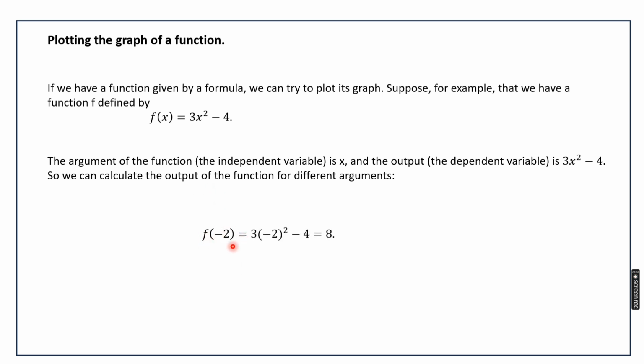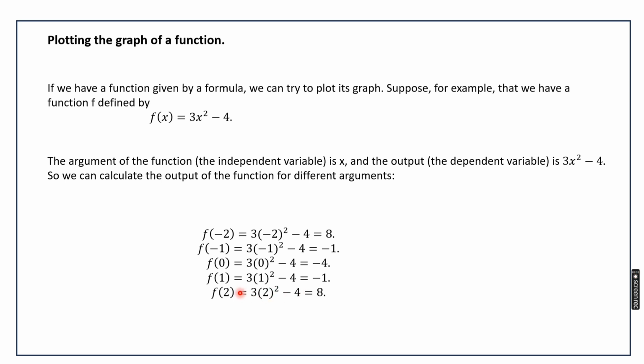If we take negative 2 as x, we insert minus 2 in place of x: 3 times minus 2 squared minus 4. That is 3 times 4, which is 12, minus 4 is 8. If you take negative 1, 3 times negative 1 squared is 3, minus 4 is equal to minus 1. When we take 0, it is 0 minus 4, which is negative 4. When we take 1, it is 3 minus 4, which is negative 1. And 2 squared is 4, times 3 is 12, minus 4 is 8.